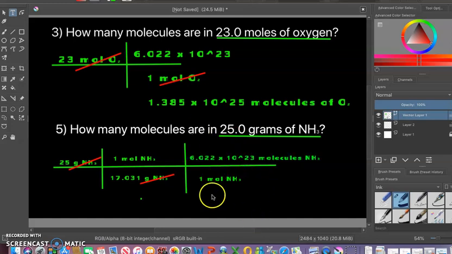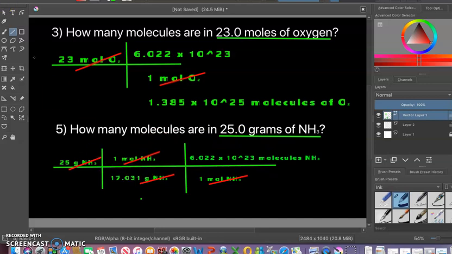What have I got here? I've got 1 mole is equal to 6.022 times 10 to the 23rd molecules of NH3. This is just a conversion factor. Now, moles cross off, and we end up with the correct units, which is molecules. We just need to multiply the top and divide by the bottom. We do have a number that's not 1 on the bottom, so we need to divide by that. So 25 times 6.022 times 10 to the 23rd molecules divided by 17.031.